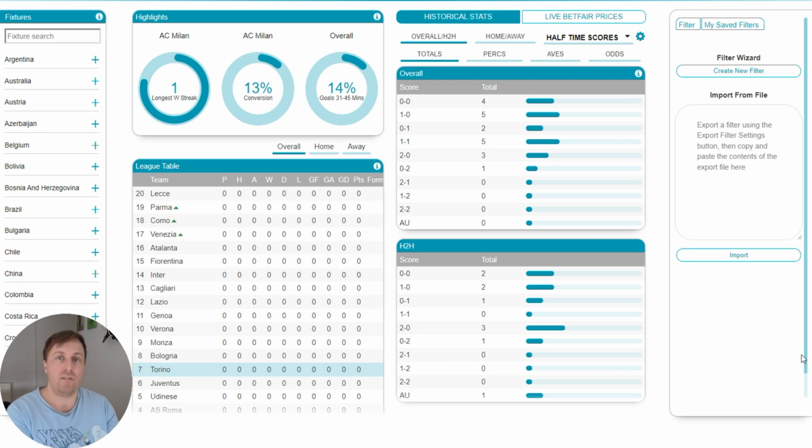So we're going to look at the under 1.5 goals market today. We're going to see where the stats are, where you can potentially find some value in the prices as well. And we'll take it from there.